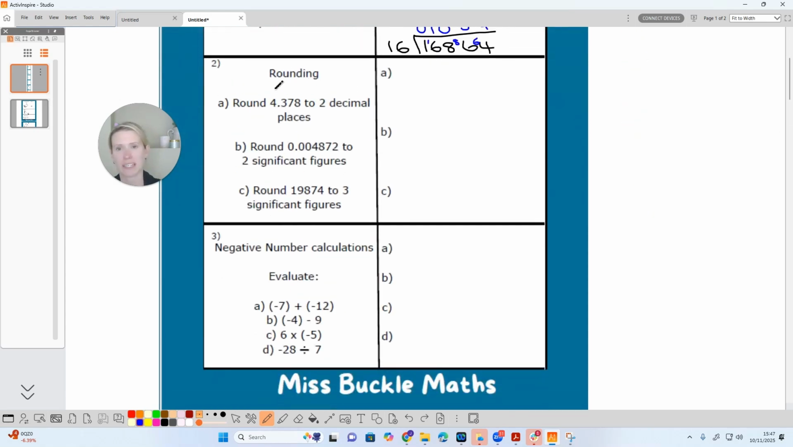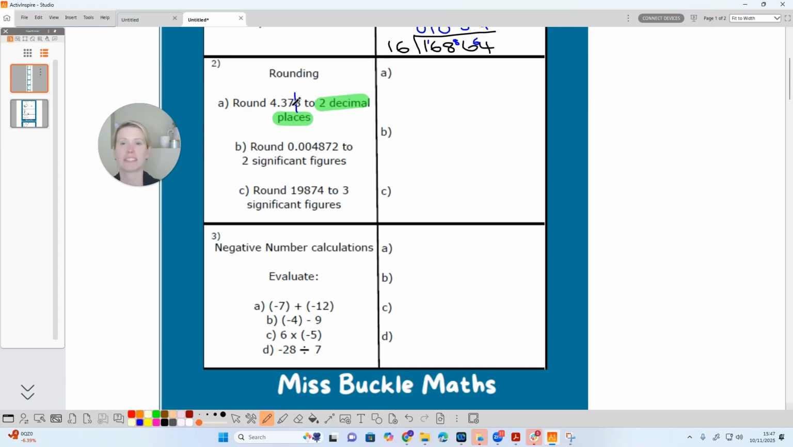Okay, moving on, rounding is the next topic. So round 4.378 to 2 decimal places. That means we want 2 numbers after the decimal place. So to 2 decimal places, need 2 numbers after the decimal place. Now, I'd like therefore the number to end just here.